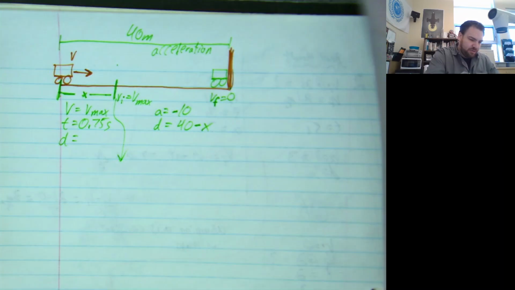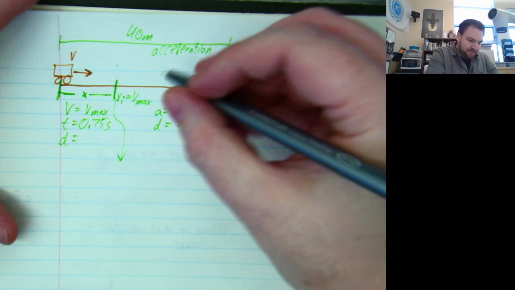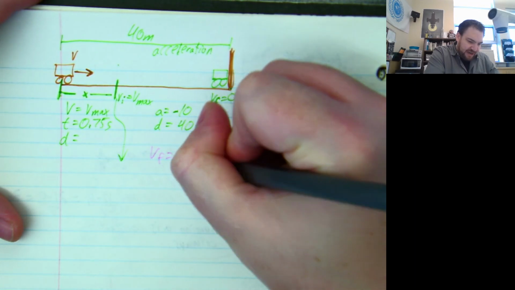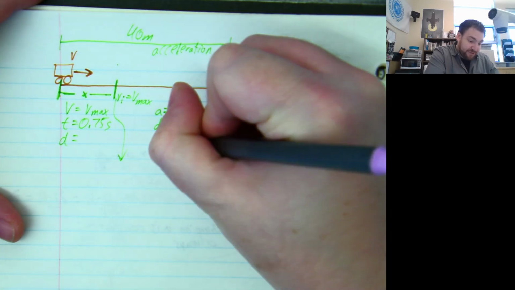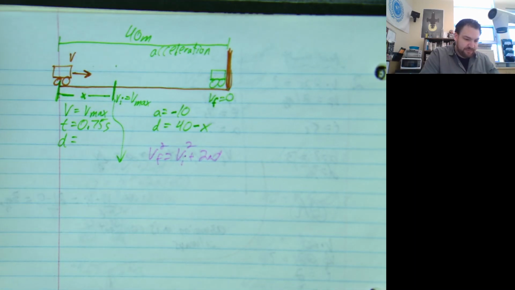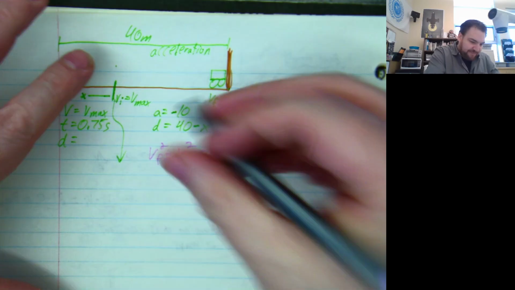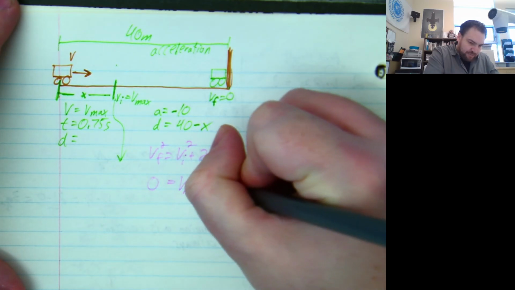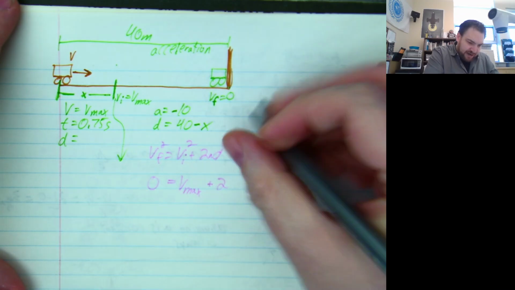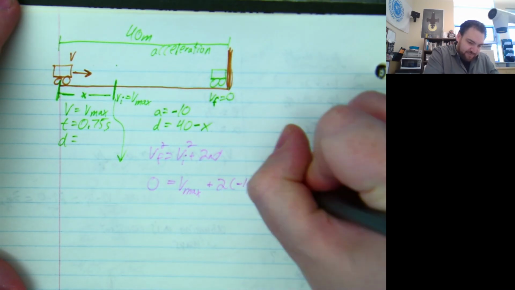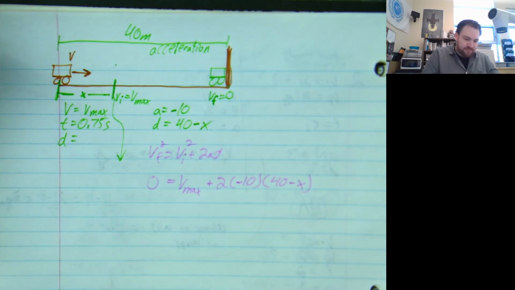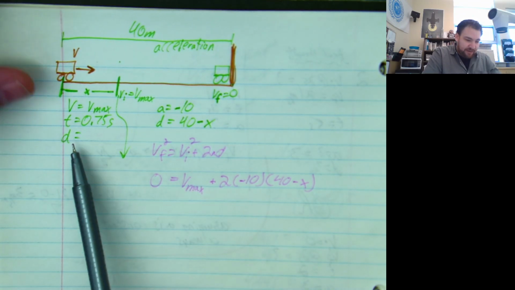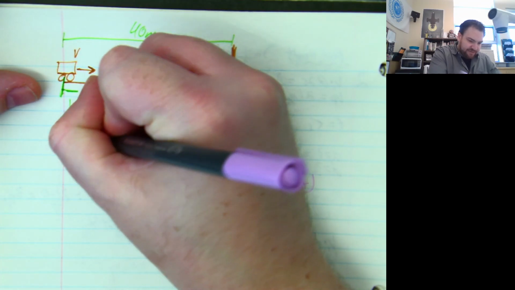We know that given VI, VF, A, and D, VF squared equals VI squared plus 2AD. We know VF is 0. VI is this Vmax we don't know, plus 2 times negative 10 times 40 minus X. And this distance here is X.